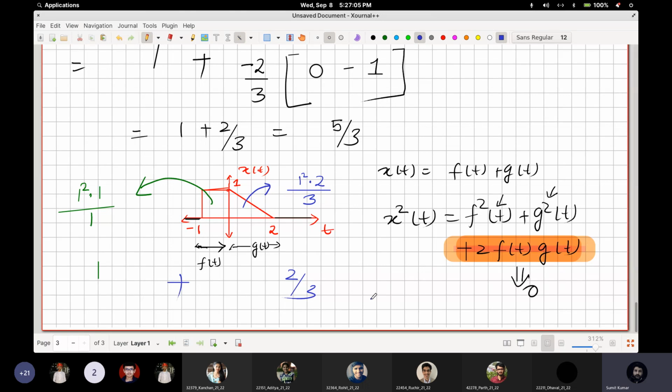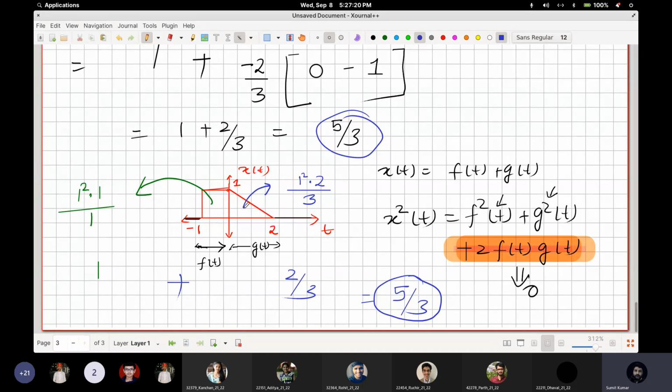And your result is the addition of this. What is that going to be? 3 plus 2, 5 by 3. And this is the same answer that we got here, isn't it? And you got it here in a very fast manner, right?